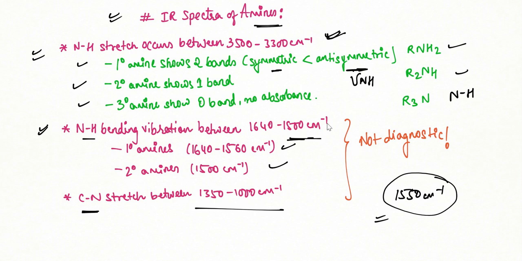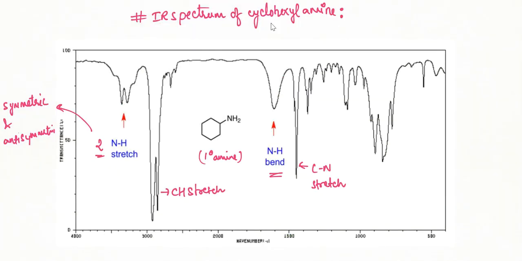So we can say that these values don't come very handy in interpretation, right? They're not very useful, but still we can try and understand what the possible values are. All right, now we are going to see some real spectra. Let's talk about the IR spectrum of cyclohexylamine.